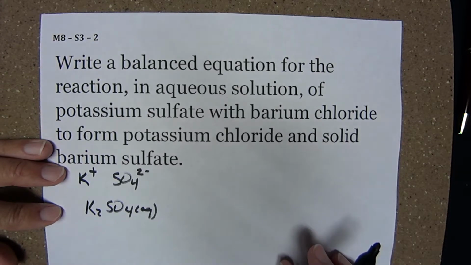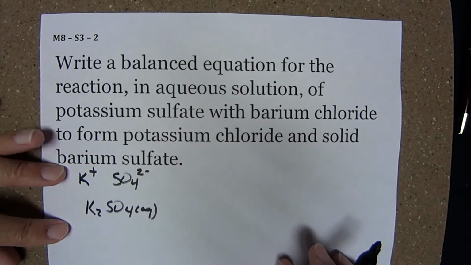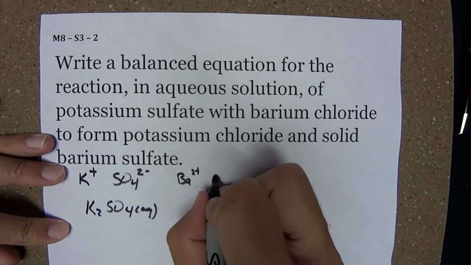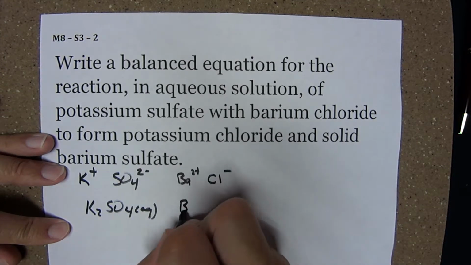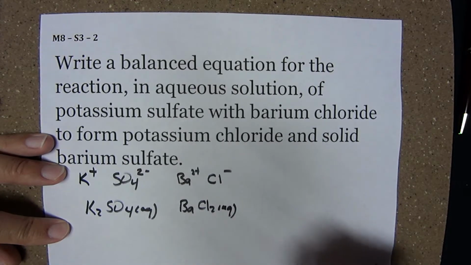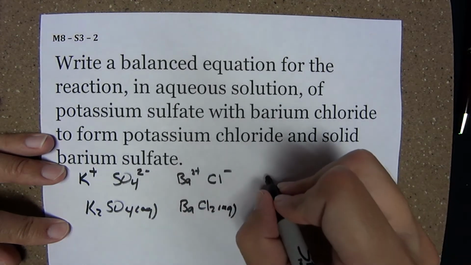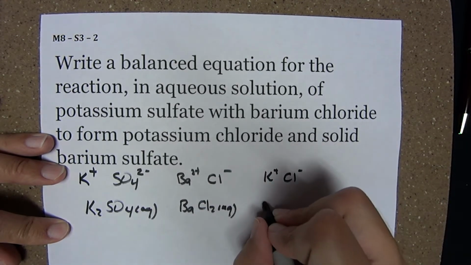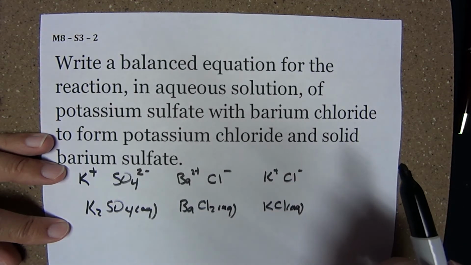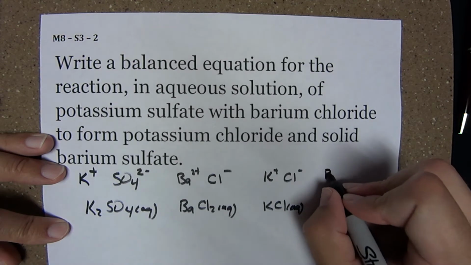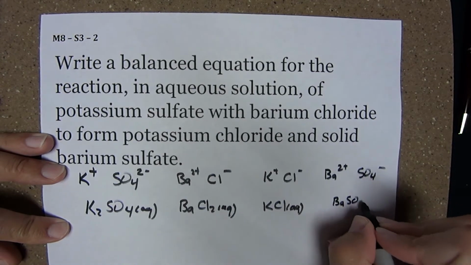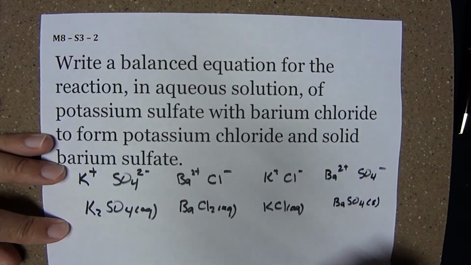Barium chloride: on the periodic table, barium is in group 2A. It is an alkaline earth metal, so Ba2 plus, chloride Cl minus, BaCl2 in aqueous solution. And we're told we make potassium chloride, so K plus Cl minus, KCl in aqueous solution, and solid barium sulfate. Barium and sulfate would also exist in a 1-to-1 ratio.